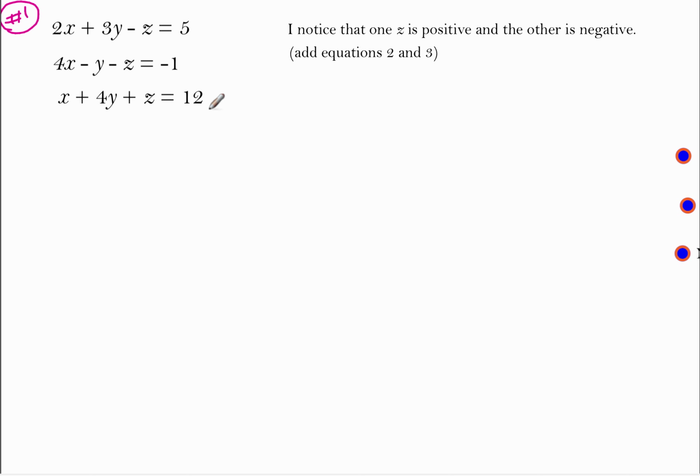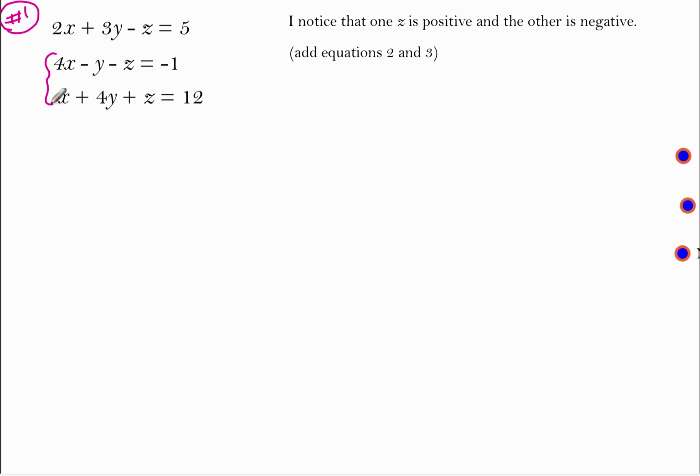So let's just dig right into this. The first thing I notice is that one z is positive and the other z is negative. This is in equations 2 and 3. So my first step is going to be to isolate these two, and I'm going to add these equations together. When I add them together, I get 5x plus 3y, the z's cancel out, equals 11.